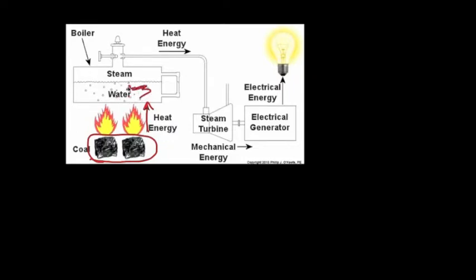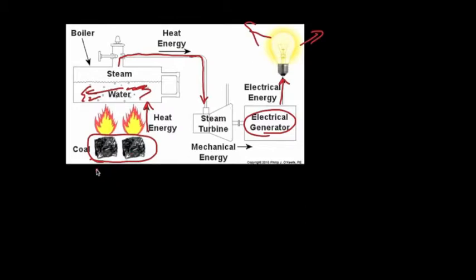The molecules in the water start moving really rapidly, eventually turning into a gas we call steam, which is water vapor. The steam creates pressure in the boiler. That high pressure steam is then shot down a pipe to turn a steam turbine. The mechanical energy is then used to move an electrical generator. That electrical generator converts it into electrical energy, and we get the radiation of light.